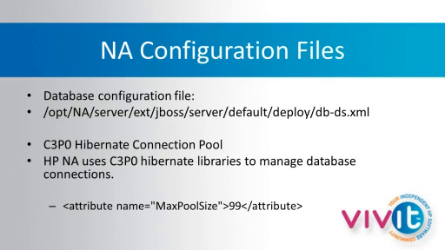In our environment, we're really task heavy as well as report heavy. And there's actually two different pools that are defined in this db-ds.xml file. So what I was able to do was increase the max pool size, basically doubled it, or almost doubled it, so that would provide more connections between the application, Network Automation, and the database.